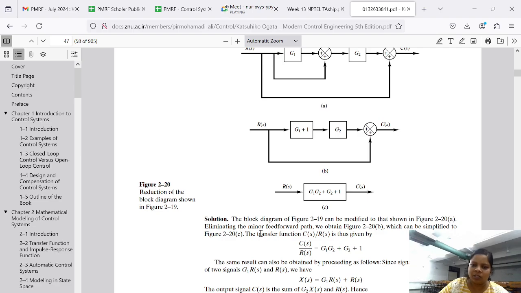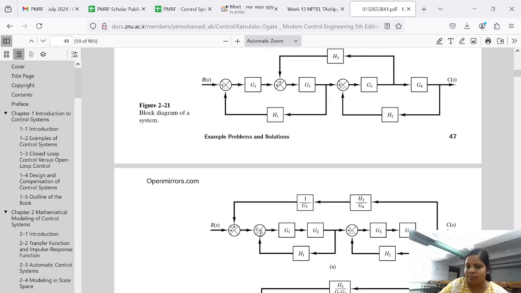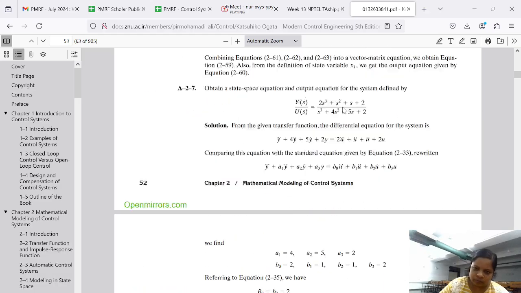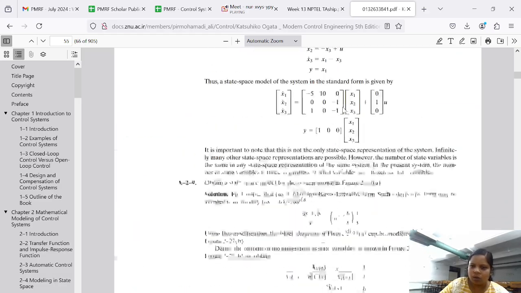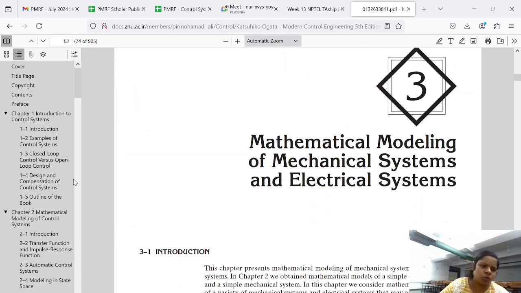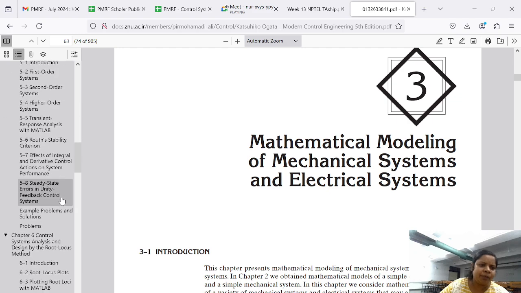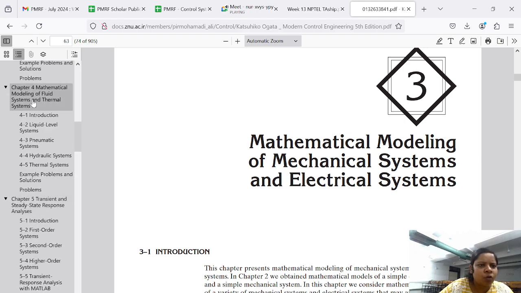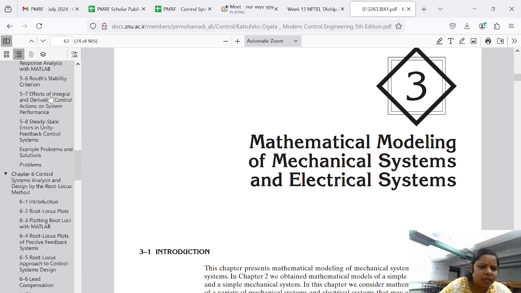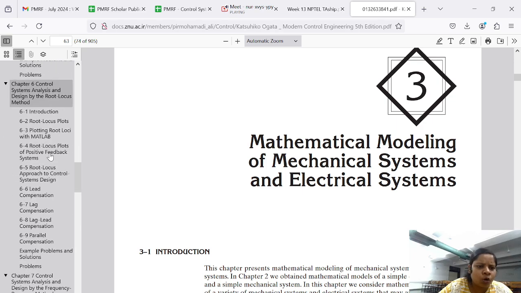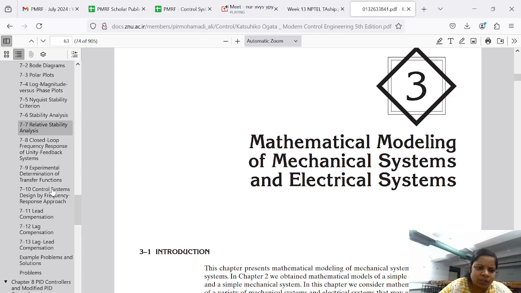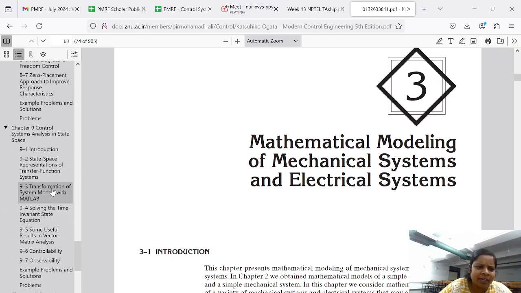Block diagram reduction is also there. This helps you in practicing how the blocks are going to be placed. Please go through them. All of these are similar problems. You can see this complete book will help you. You have a chapter for transient and steady state response. Then you have a chapter for mathematical modeling of different systems. You have a chapter for the root locus method independently. Compensators are also here. You have Bode plot, Nyquist stability criteria, PID controllers, modified PID controllers.